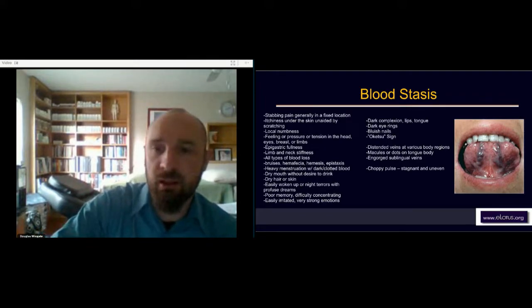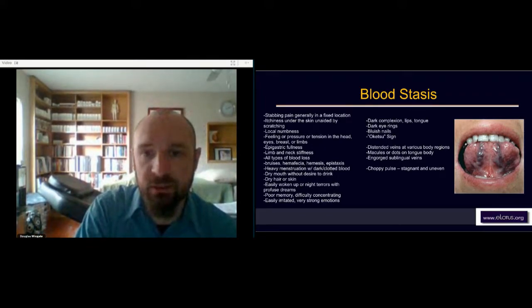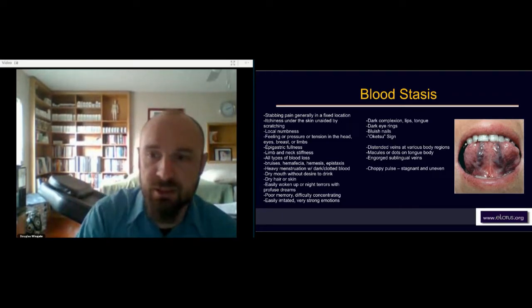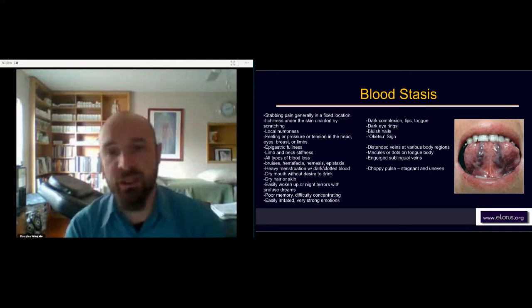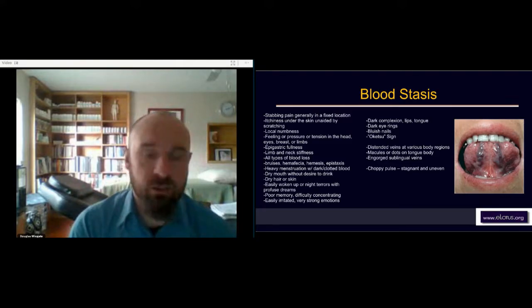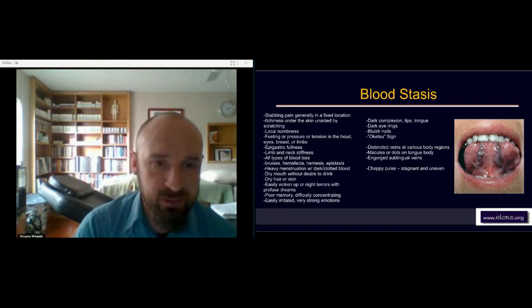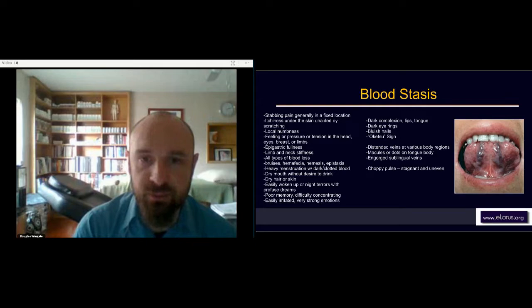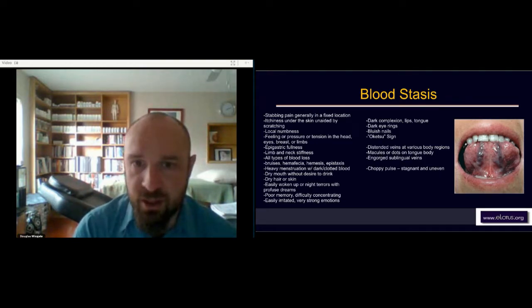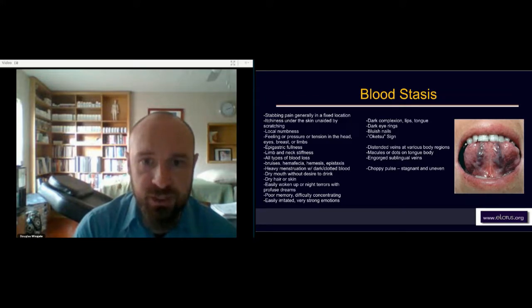So here's a long list of blood stasis symptoms that will often come along with or can be components of blood stasis. One of the key ones is, of course, stabbing pain, and this is usually in a fixed location, so it's usually a local pain that doesn't move around too much. Blood stasis can be an itchiness under the skin. You can have local numbness as a result of blood stasis, feeling of pressure or tension in the head, the eyes, the breast, or the limbs.